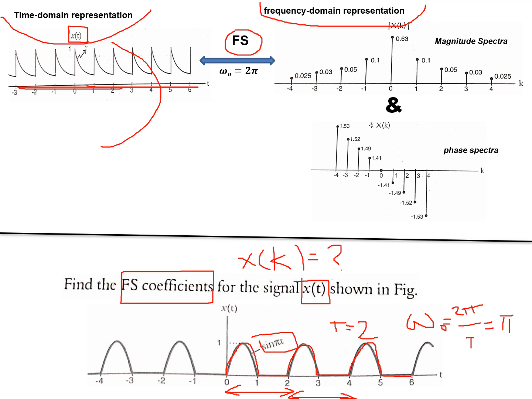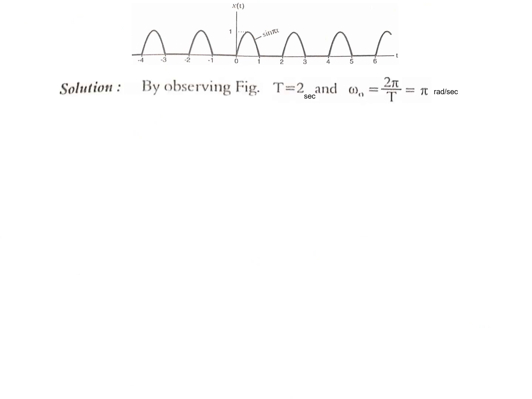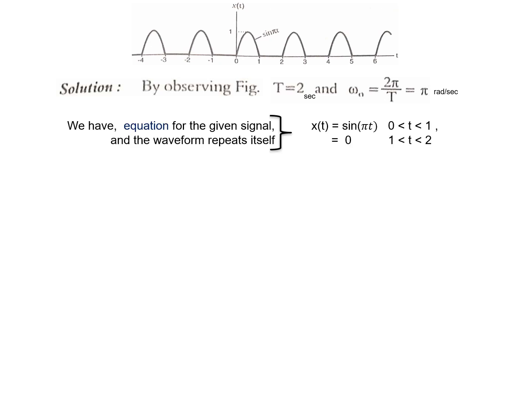So I require both time period information as well as fundamental frequency information in order to use the complex Fourier series expression. That's what I'm doing next. By observing the graph, I can get T equal to 2 seconds, omega naught equal to pi radians per second. Now the equation: in one half cycle, that is from 0 to 1 second, the waveform varies like sine pi t. You can see the amplitude is 1. The peak value is 1, called the amplitude. Sine wave amplitude is 1. Therefore it is 1 into sine pi t, or simply sine pi t in the time of 0 to 1 second. From 1 to 2 seconds, it is 0.